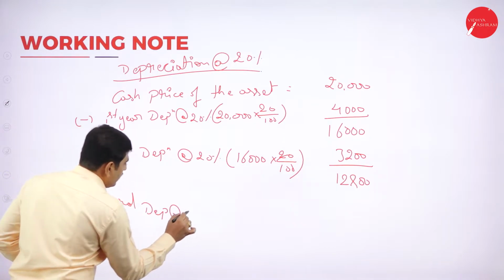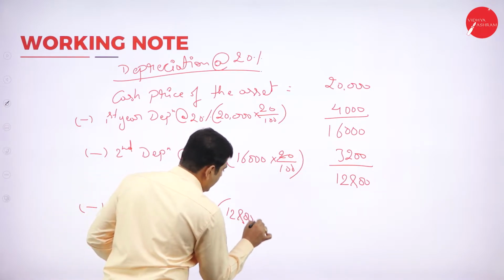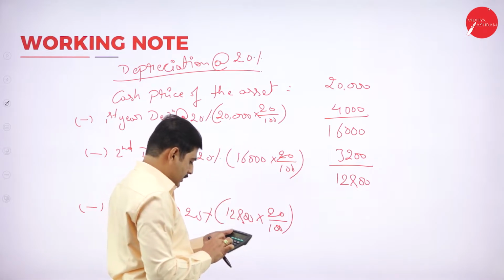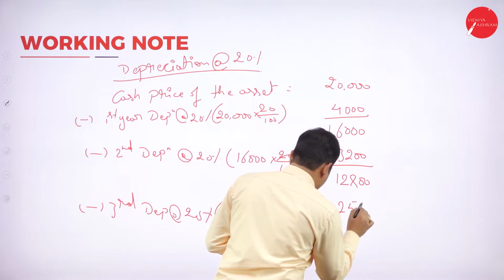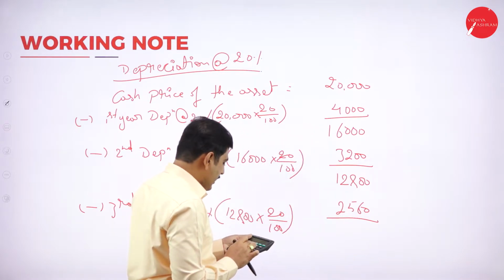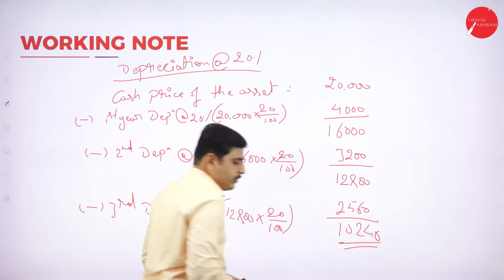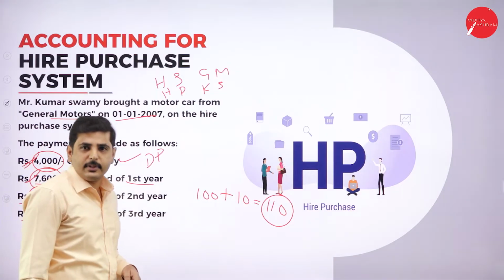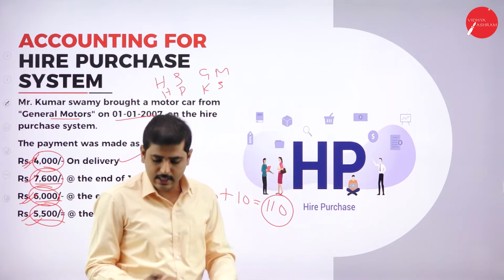Again for the third year, minus third depreciation at 20%. So 12,800 into 20%. So we'll get 2,560. So deduct from 12,800. So you'll get 10,240. So for how many years have they asked? So for 3 years they have asked in the problem. So 3 installments. Let's calculate 3 depreciations, that is enough.